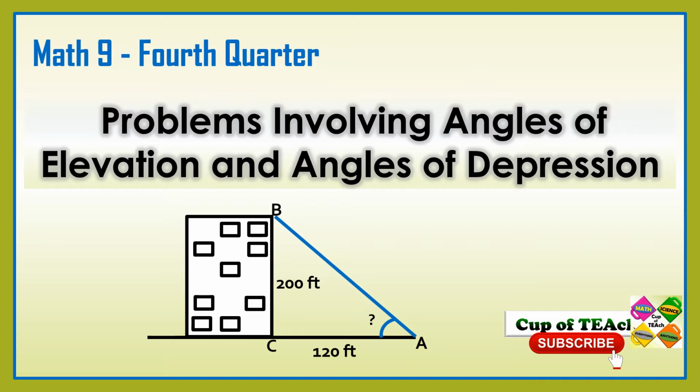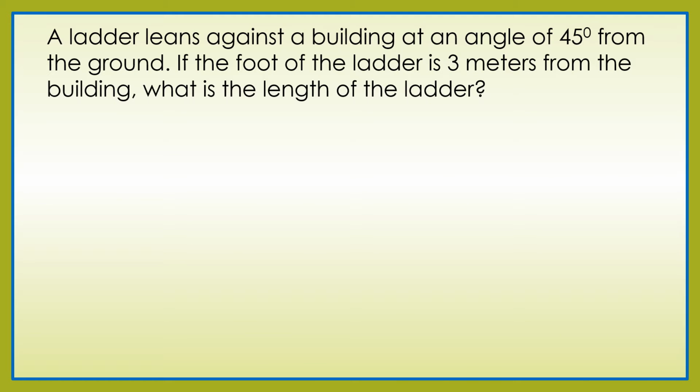This time we're going to discuss problems involving angles of elevation and angles of depression. Let's have your problem number 1. A ladder leans against the building at an angle of 45 degrees from the ground. If the foot of a ladder is 3 meters from the building, what is the length of the ladder?